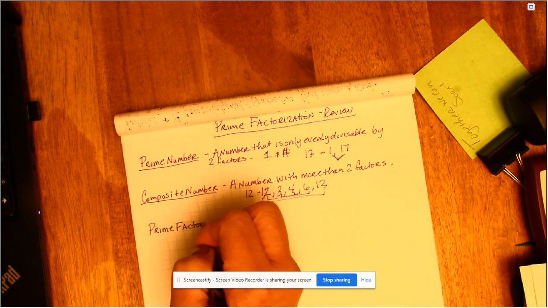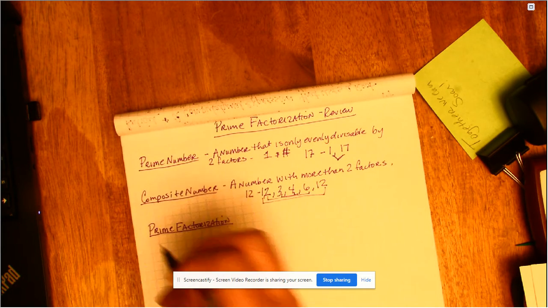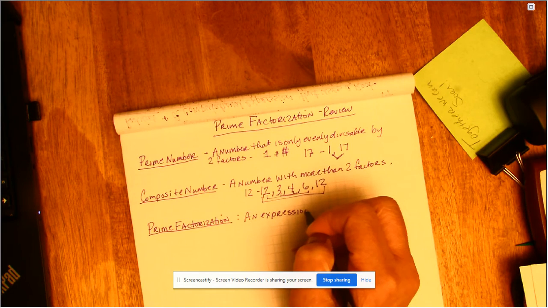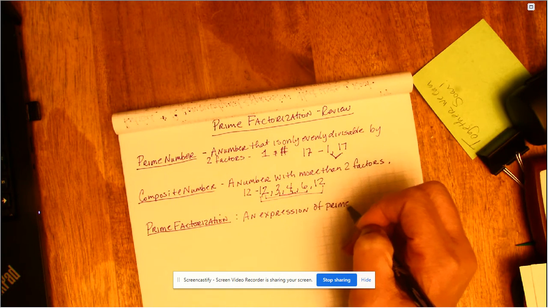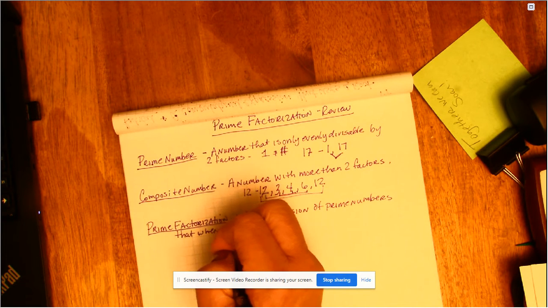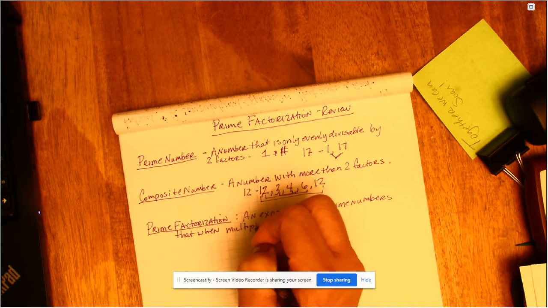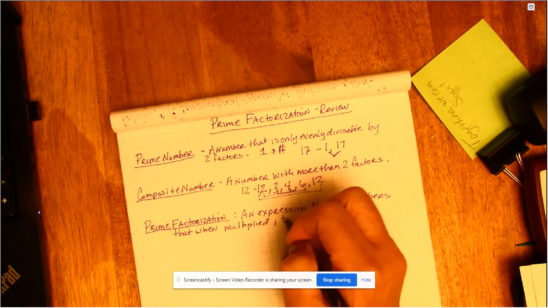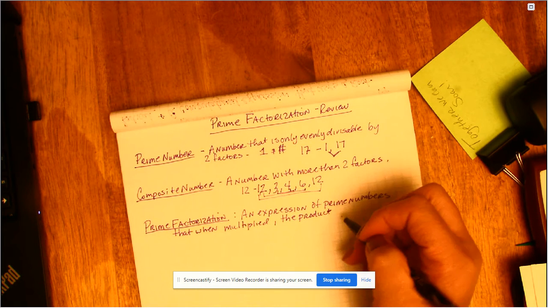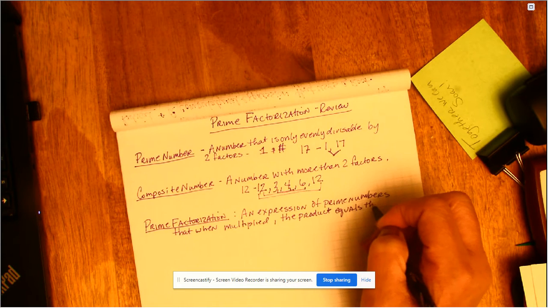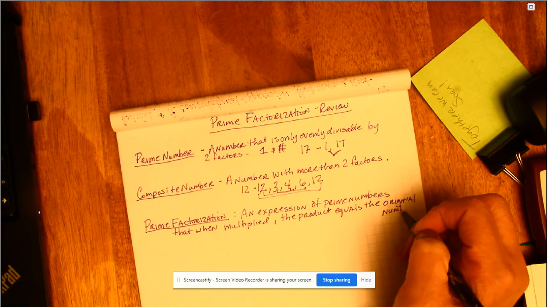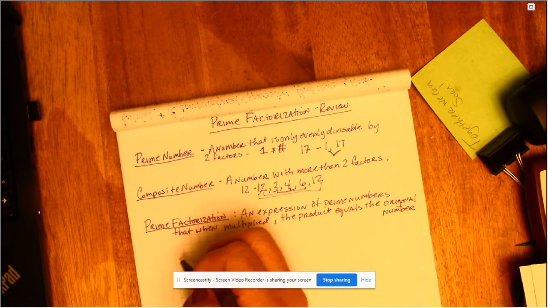Prime factorization is an expression of prime numbers that when multiplied, the product, remember the product is the answer to a multiplication problem, equals the original number. Okay. And there's two methods to be able to do this.